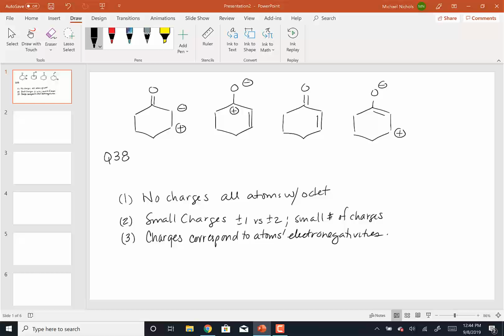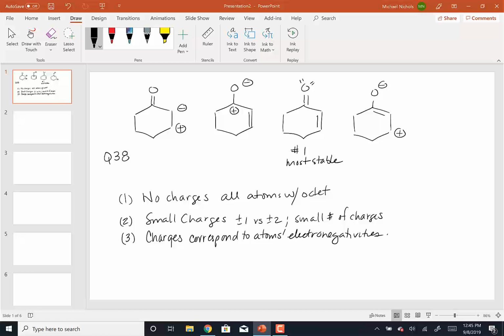Using those rules, I suspect the answer key is wrong in this case. If we look at rule number 1 for what is most stable, the most stable one would be the C double bond O with the CC double bond, because there are no charges and all the atoms have completed octets. We are missing a couple lone pairs, but the atoms all have completed octets, so I would call that one number 1. I believe they call that one number 2, and I'm not quite sure why. In my book, that's number 1.